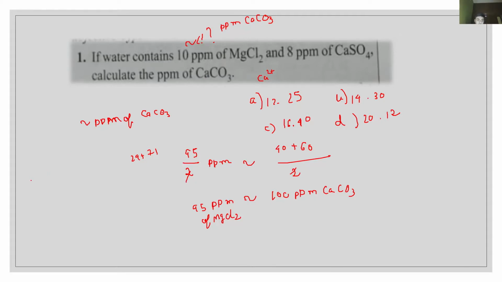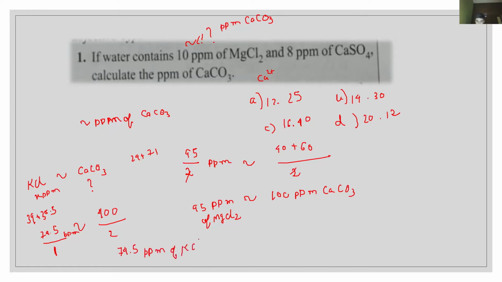Now if you have KCl, suppose this contributes to hardness, and you need to make it in CaCO3 equivalent. This is x ppm. How much ppm will it be? Weight 39 plus 35.5, so it's 74.5. What is its N factor? 1. This much ppm is equivalent to Ca 40 plus 60, 100. Why is CaCO3 equivalent taken? Because its weight is 100, which is very easy to convert by 2. That means 74.5 ppm of KCl is equivalent to 50 ppm of CaCO3.